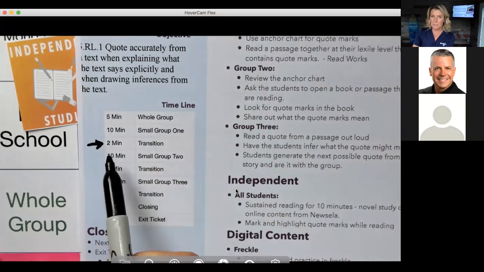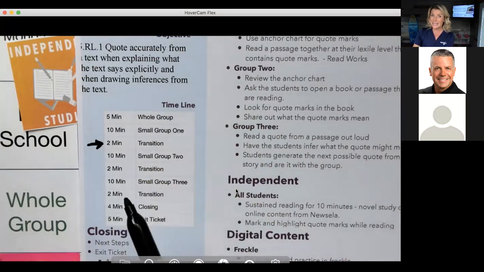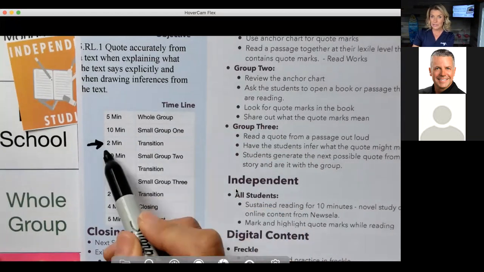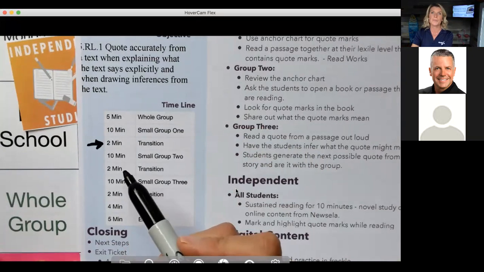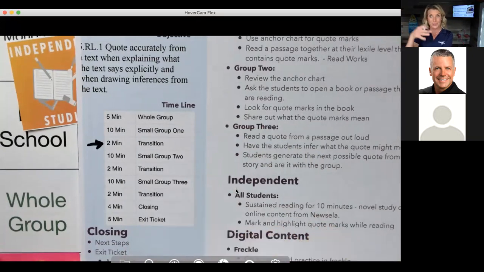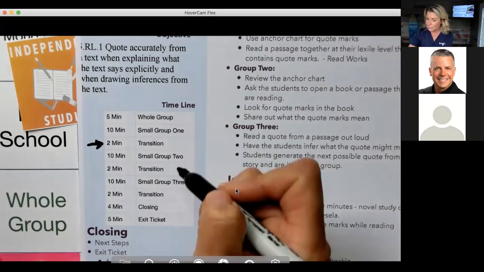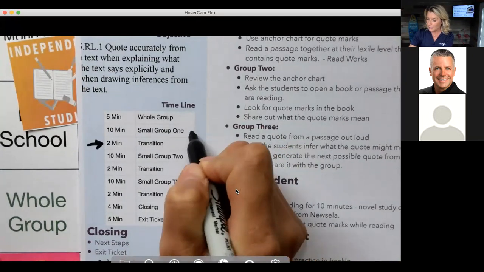My transition time went from 5 minutes to 2 minutes. That's a big difference. I want to make sure I have transition time, but they don't need 5 minutes like they did at the beginning of the year, because now they know, oh yeah, Mrs. Kish is going to bring me back over. I need to be ready to go when my time is up, when it's my time to join her. Okay? So then I have group 2, group 1, and then group 3.